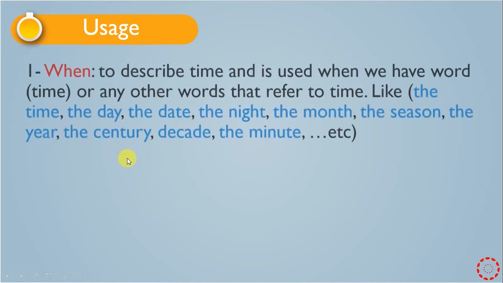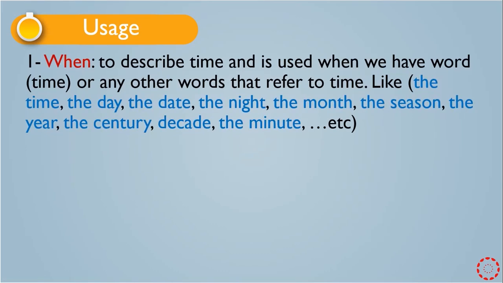Let's start from the first one, which is when. We use when to describe time and it is used when we have the word time or any other words that refer to time, like the time, the day, the date, the night, the month, the season, the year, the century, the decade, the minute, etc.